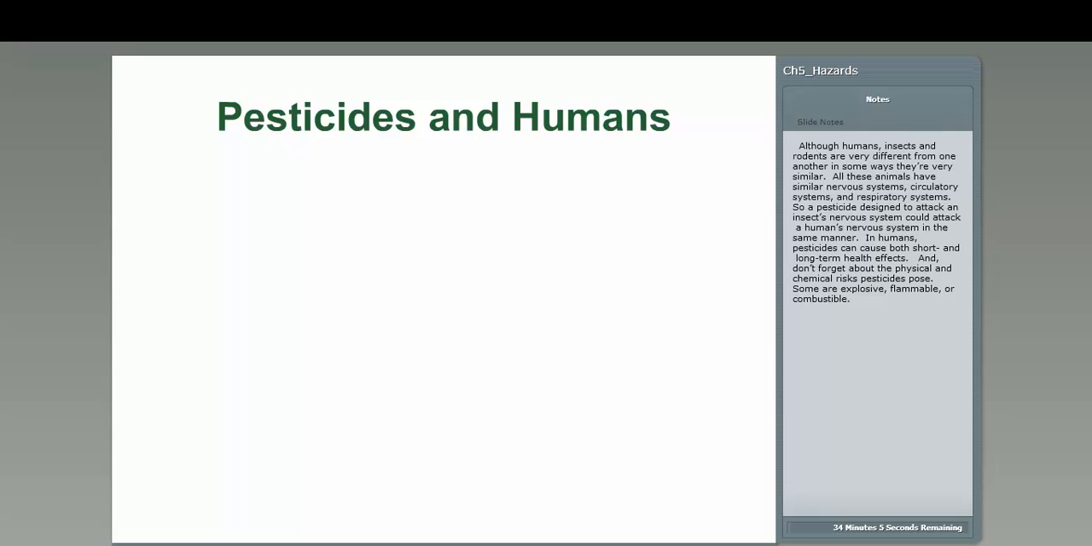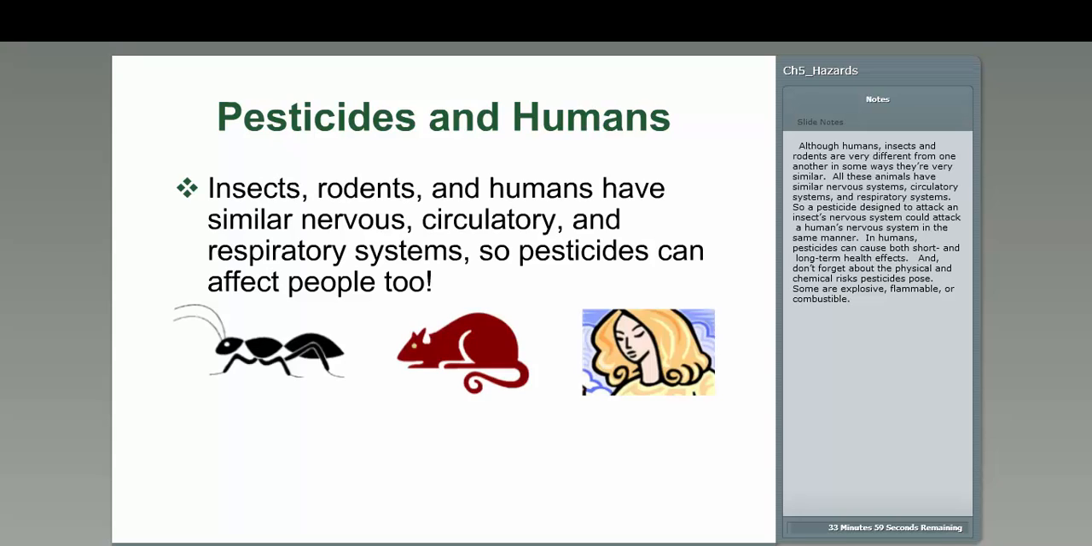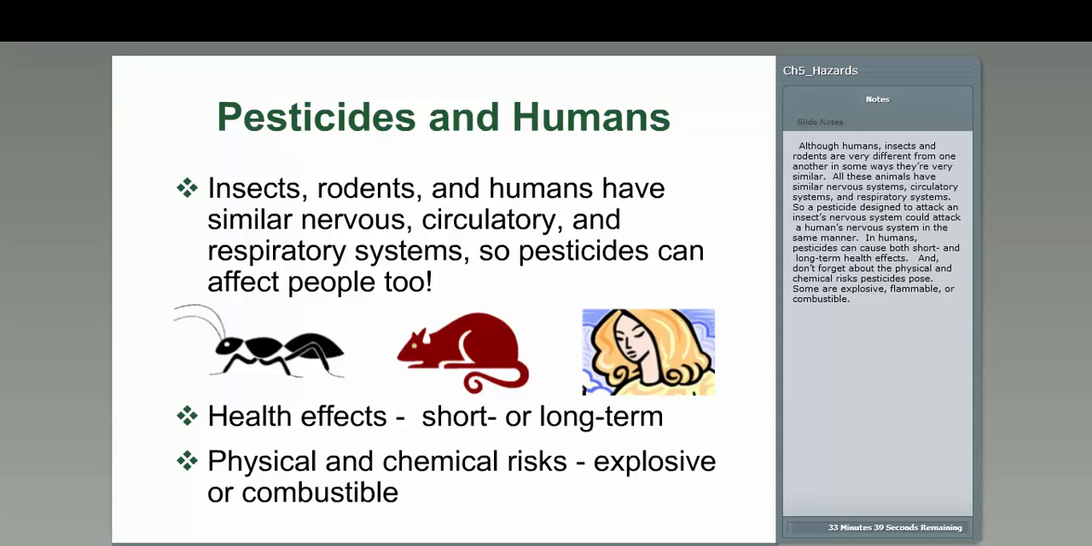Although humans, insects, and rodents are very different from one another in some ways, they're very similar. All these animals have similar nervous systems, circulatory systems, and respiratory systems. So a pesticide designed to attack an insect's nervous system could attack a human's nervous system in the same manner. In humans, pesticides can cause both short and long-term health effects. And don't forget about the physical and chemical risk pesticides pose. Some are explosive, flammable, or combustible.